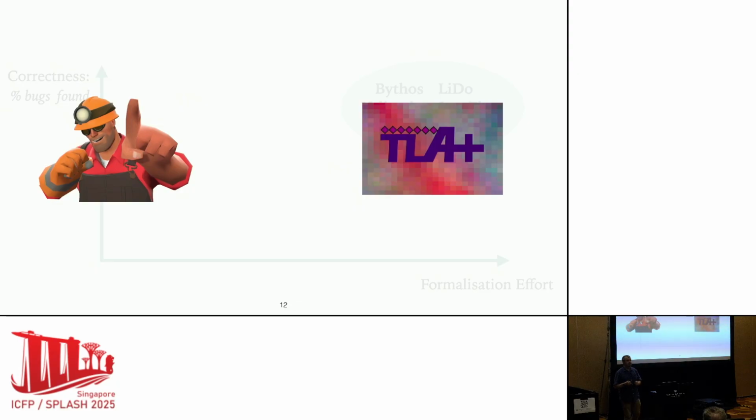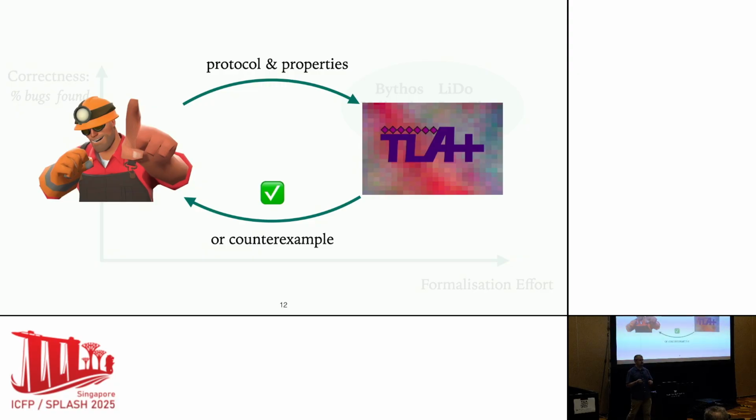So TLA+ is so successful because it has this feedback loop between the engineer and the tool, where the engineer gives the definition of the protocol and the properties with no proofs whatsoever, because remember, it's just for testing, and TLA+ gives back the checkmark saying, okay, up to a certain depth, I found no bugs, or it gives you counterexamples. And those counterexamples are very graphical, so they are as good as you can get in terms of debugging. How can we get there?